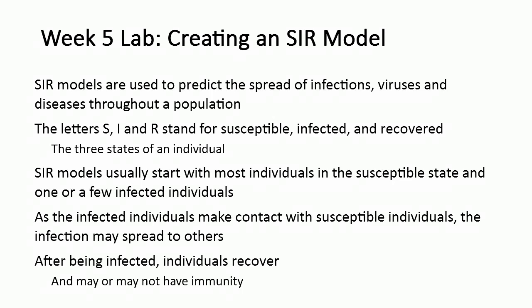Usually these models, the simplified versions, start with most of the individuals being in the susceptible state and just a few infected individuals, and then we watch how that infection travels through the system. As they make contact, then there is some probability that the disease will be transmitted. Although there's a lot of different ways to do this.